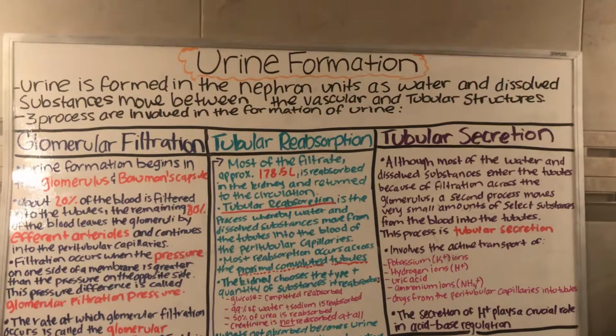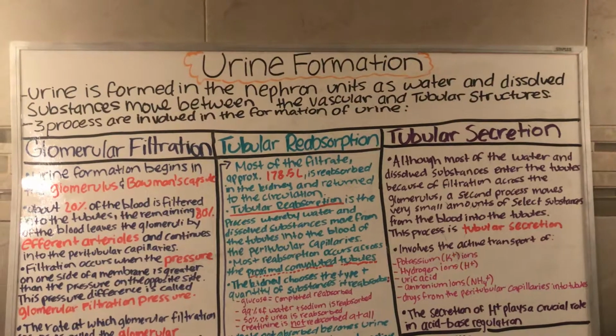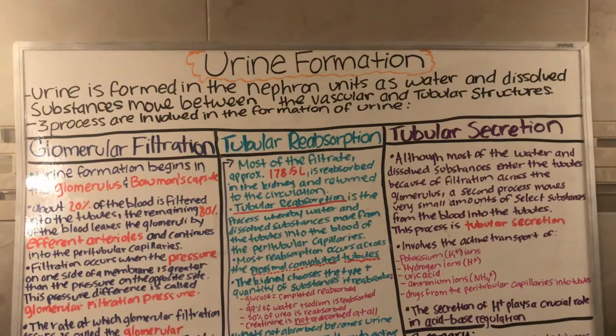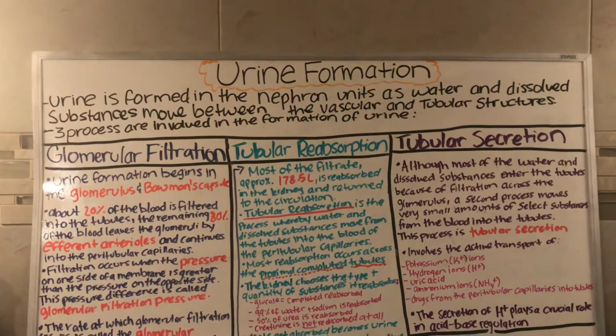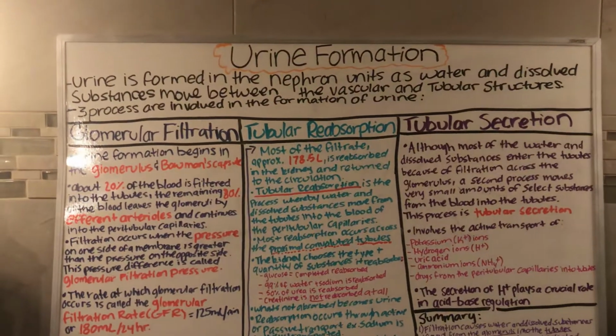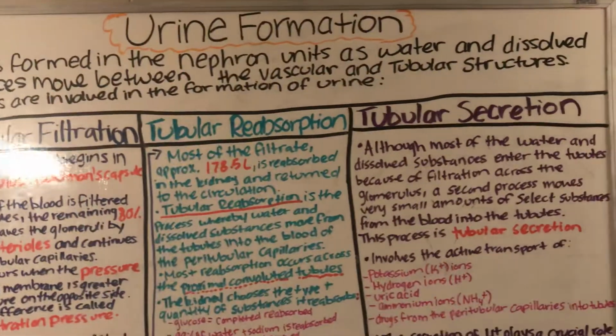Urine formation. Urine is formed in the nephron units as water and dissolved substances move between the vascular and tubular structures. Three processes are involved in the formation of urine, and they are glomerular filtration, tubular reabsorption, and tubular secretion.